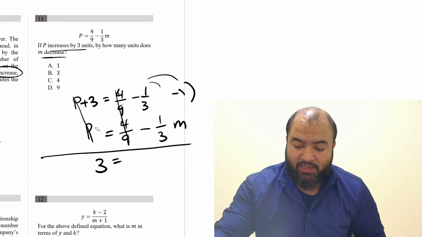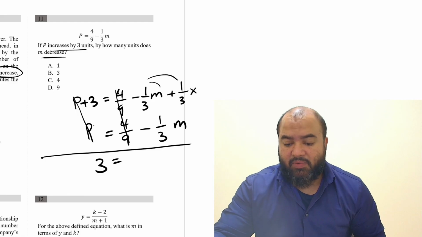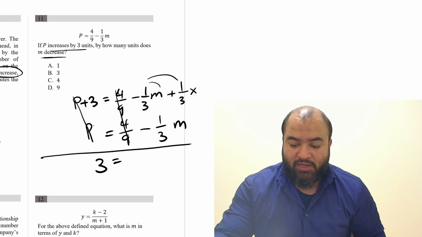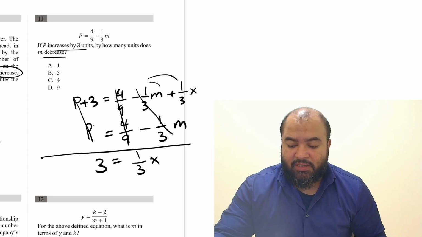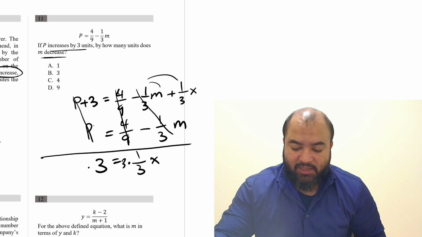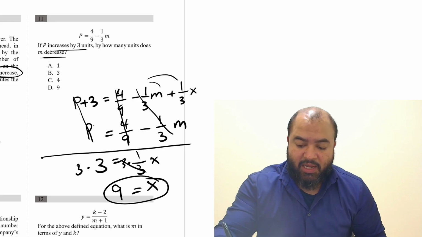I'm just going to write it again. Plus 1/3 X, right? Because the negative will be distributed. So if I minus them, this will be negative 1/3 M and this will be positive, so M cancels to 0. So 3 equals 1/3 X. Okay, now if you want to solve for X, just multiply by 3 both sides. So X equal to 9. So it will decrease by 9.